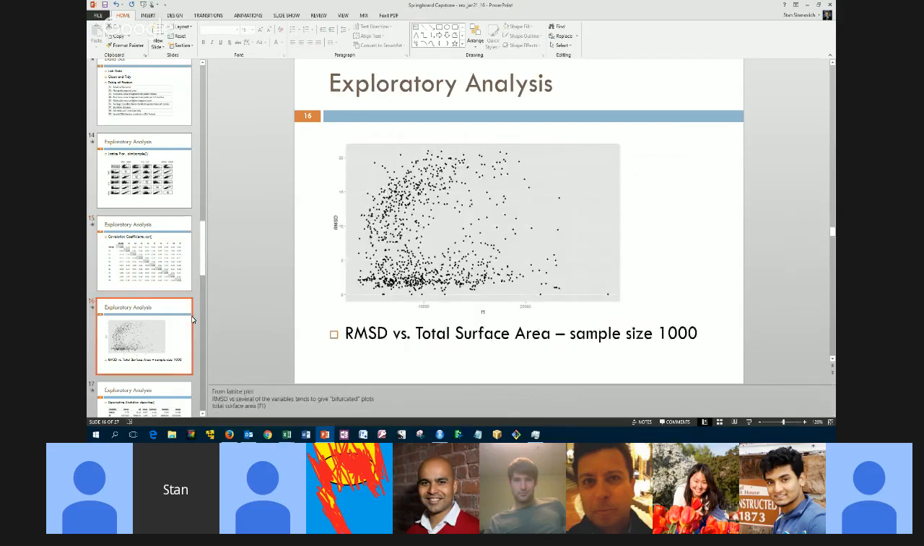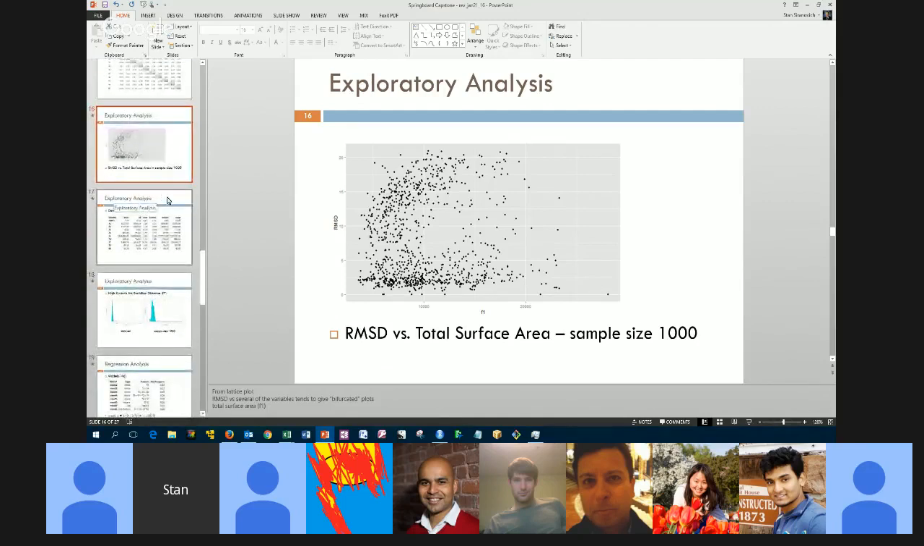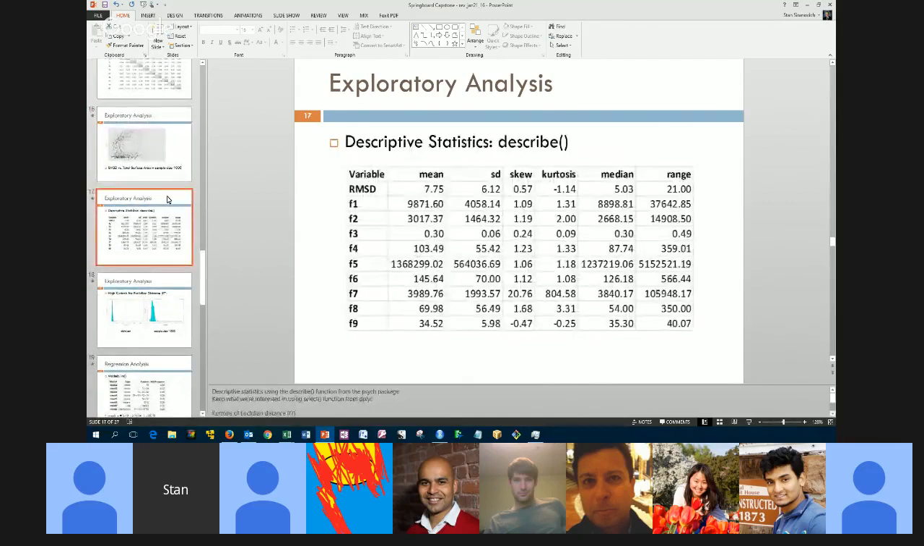Now, this is a plot of RMSD versus total surface area. Again, I took a sample size of 1,000, and we can see this bifurcation really clearly here. We have this group, and we have this group. Looks like we may have some non-linearity here. So we'll take note of that and move further in our exploratory analysis.